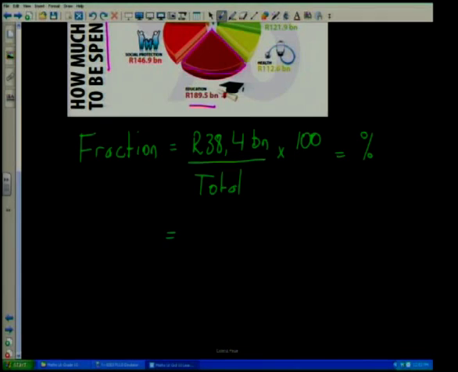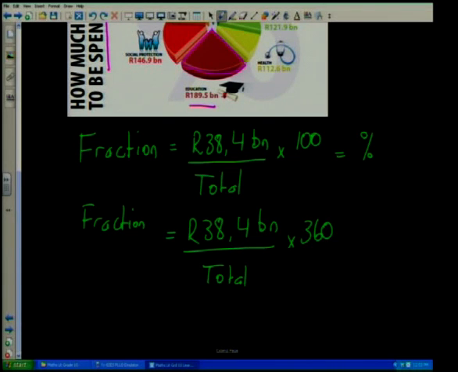And the next thing we need to do to actually work it out, as to draw it, to work out how big our portion is, we take our same fraction. So I'm going to put the same fraction divided by the total amount that we've spent, and we're going to times it by 360 to get our number of degrees.